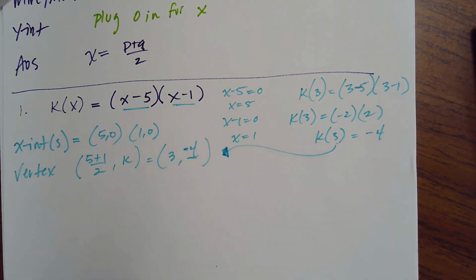So what we just did there is we figured out the vertex by averaging our two x-intercepts. And then once I knew the x value, I plugged it back into our equation to get our y value.